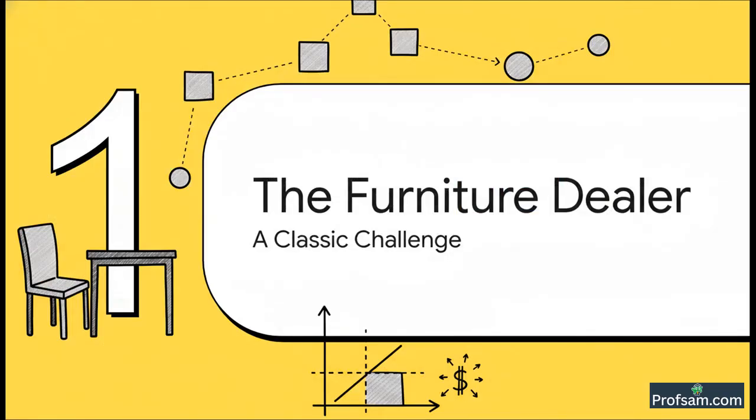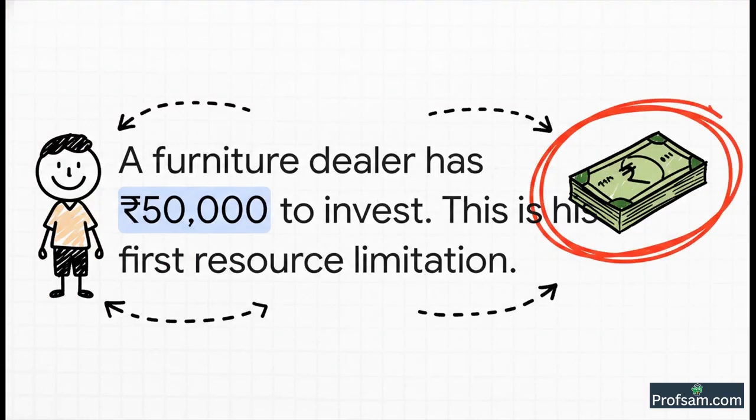Now, to really get a grip on this, let's take a classic problem straight from your textbook. It's about a furniture dealer. I promise, after we break this down, the whole thing is going to be crystal clear. Okay, so let's meet our main character. He's a furniture dealer. And here's his first problem: his budget. He has exactly 50,000 rupees to invest. Not 1 rupee more. That's his limit.